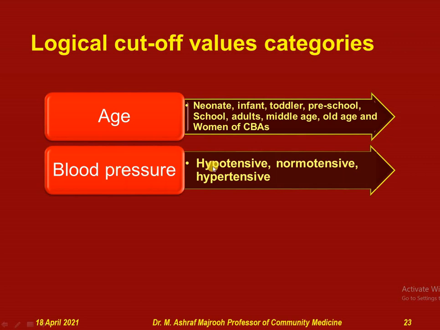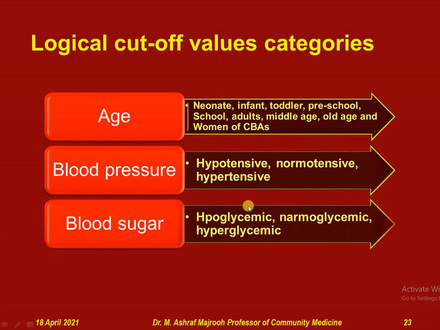Similarly, blood pressure, we objectively categorize as hypotensive, normotensive, and hypertensive on the basis of standard critical cutoff values. And now this blood pressure is numeric data. Now when it is described as hypotensive, normotensive, and hypertensive, it will be converted into categorical data.